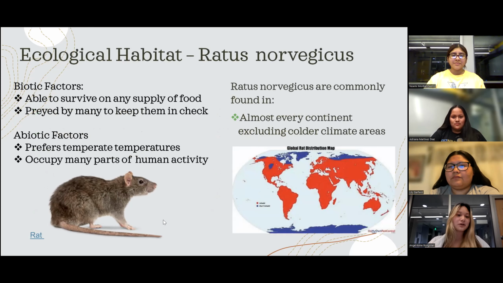So for the ecological habitat, Rattus norvegicus, the biotic factors are that they're able to survive on any supply of food, and they're preyed on by many other animals to keep their numbers in check. The abiotic factors are that they prefer temperate temperatures, and they occupy many parts of human activity. So basically, they would usually stay where humans are. And they're commonly found, the Rattus norvegicus, on every continent excluding colder climate areas.